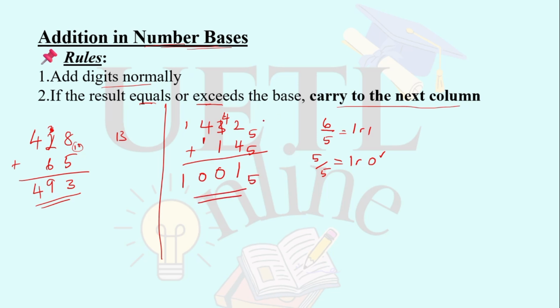We just have to write the remainder here, when it exceeds or equals. When it doesn't exceed, you just have to write the number here. Okay, so this is how we add.